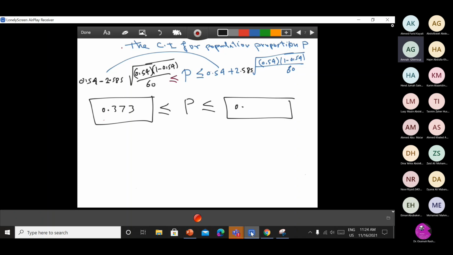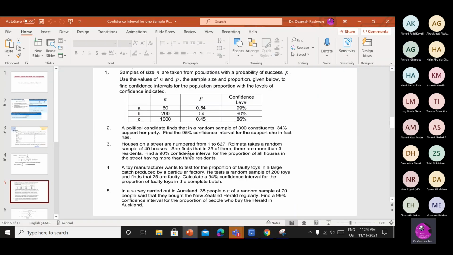Will be 0.706. Thank you so much. So I have to apply this one up to my question, right? So the proportion of the population, or the probability of success P, will be between what? 37.3%, right? And 70.6%. This is how to read this one.